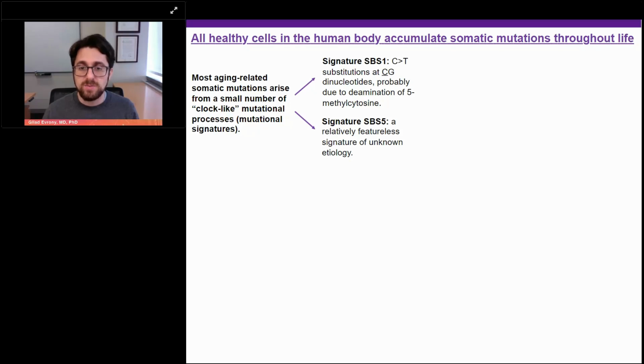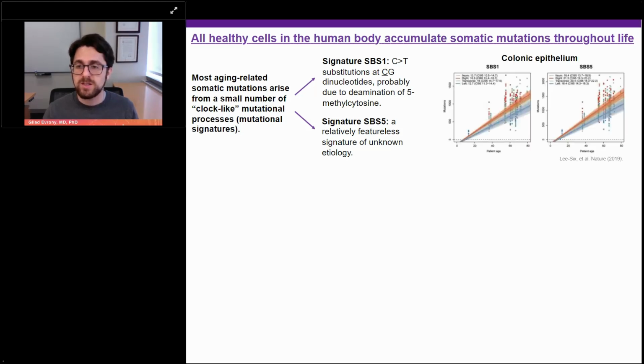Another significant fraction, actually a larger fraction of these somatic mutations, doesn't have a clear pattern, and they're categorized in a mutational signature called signature 5 or SBS5, and the origin of this mutational pattern is not known. So we know somewhat about the processes that cause these somatic mutations that accumulate with age, specifically deamination of 5-methylcytosine, but most of them we actually do not know the mechanism that's causing this progressive damage to our genomes with time.